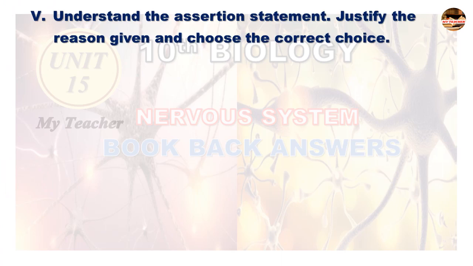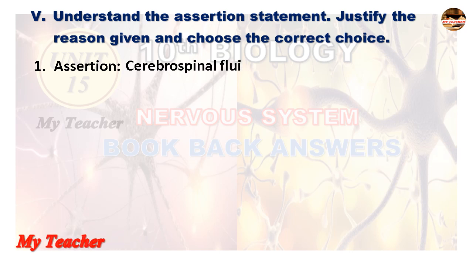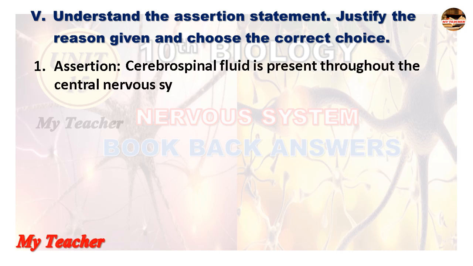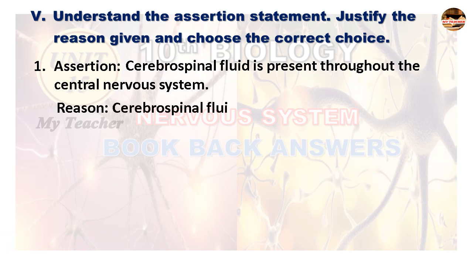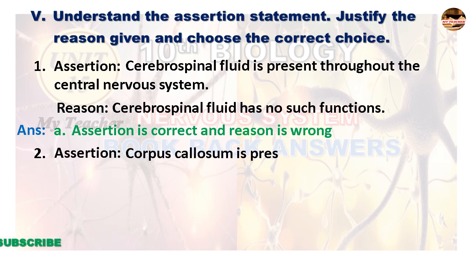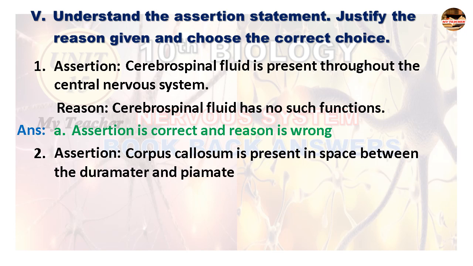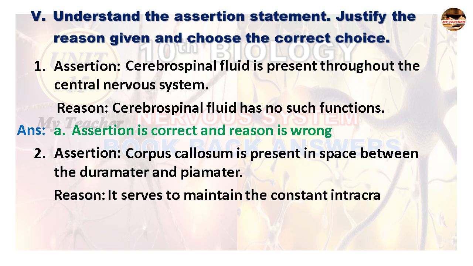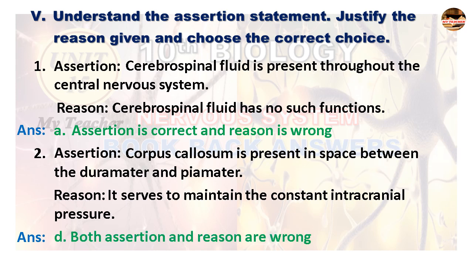Understand the assertion statement, justify the reason given and choose the correct choice. First one, assertion, cerebrospinal fluid is present throughout the central nervous system. Reason, cerebrospinal fluid has no such functions. Answer, option A, assertion is correct and reason is wrong. Second one, assertion, corpus callosum is present in space between the dura mater and pia mater. Reason, it serves to maintain the constant intracranial pressure. Answer, option D, both assertion and reason are wrong.